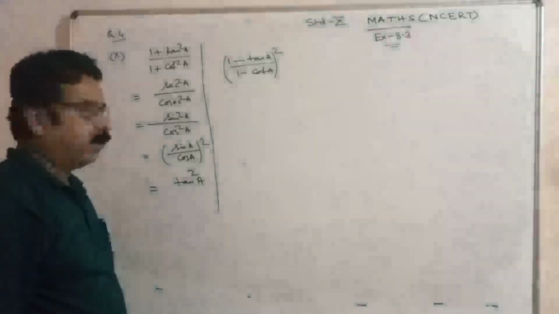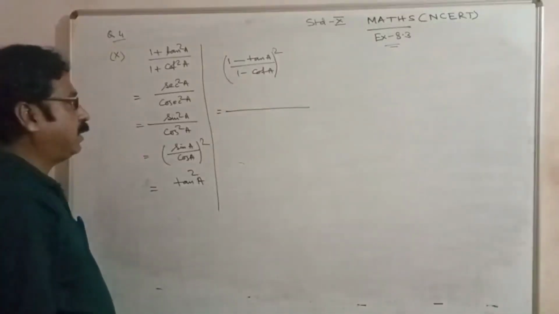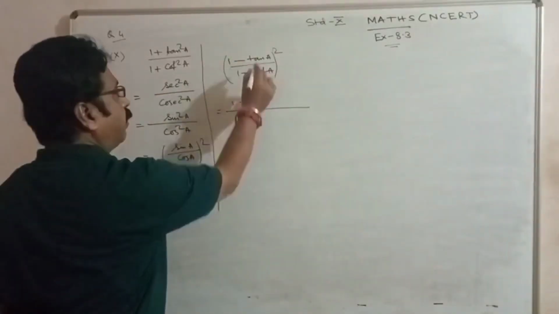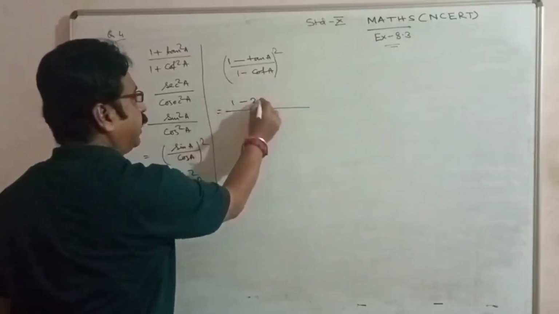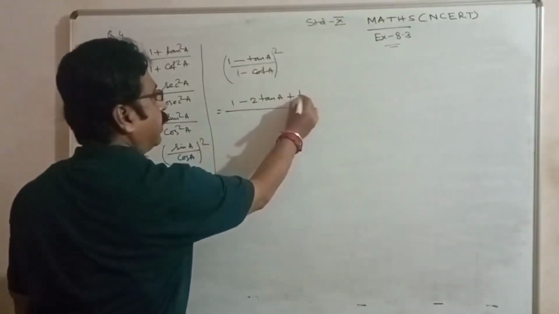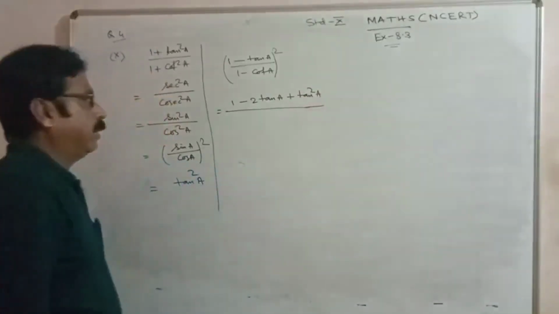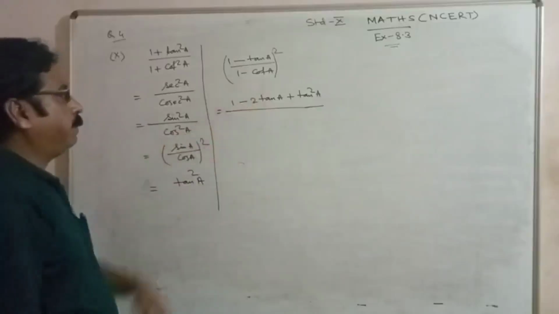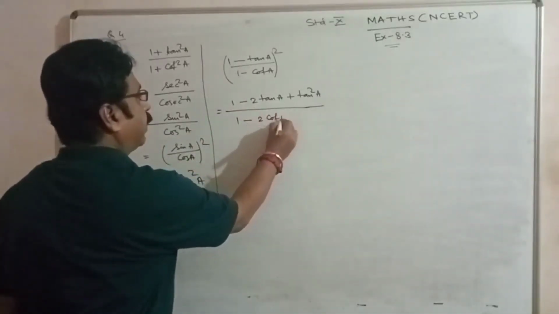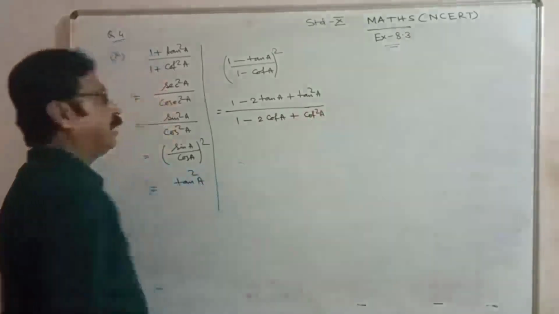A minus B whole square, it will be A square minus 2AB plus B square. 1 square means 1 minus 2 into 1 into tan A means 2 tan A plus tan A whole square means tan square A. Here also A minus B whole square. 1 minus 2 cot A plus cot square A.